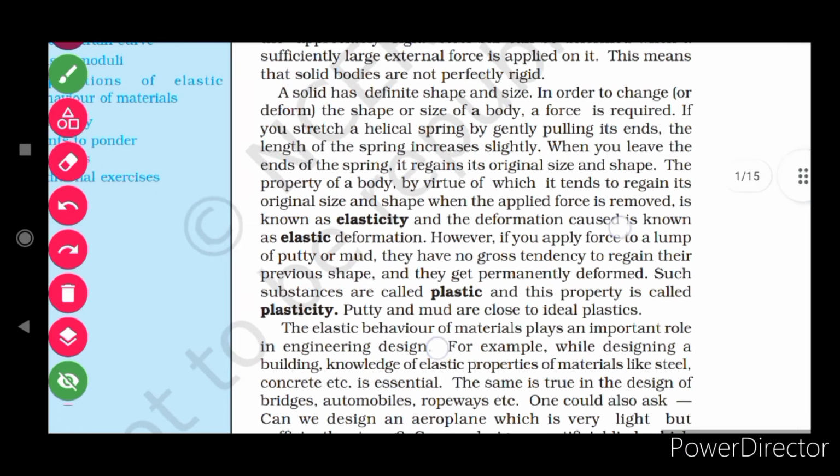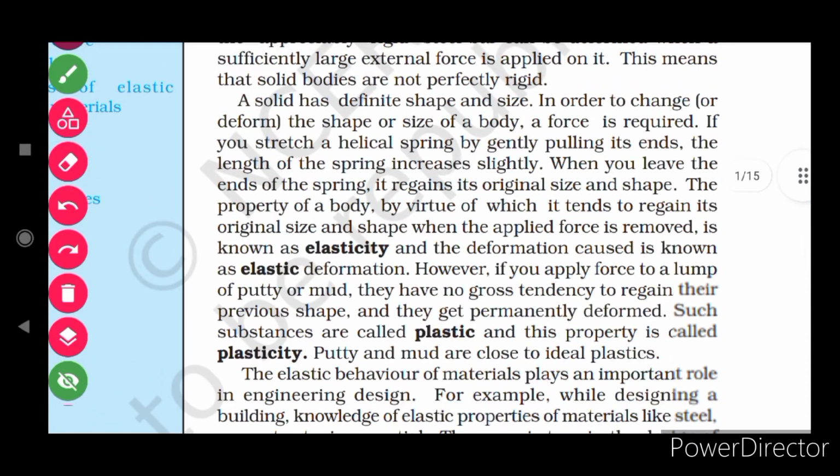I'll just read the important points of elasticity. The property of a body by virtue of which it tends to regain its original size and shape when the applied force is removed is known as elasticity, and the deformation caused is known as elastic deformation. So this property by which a body regains its original size and shape is called elasticity, and this deformation caused is called elastic deformation.